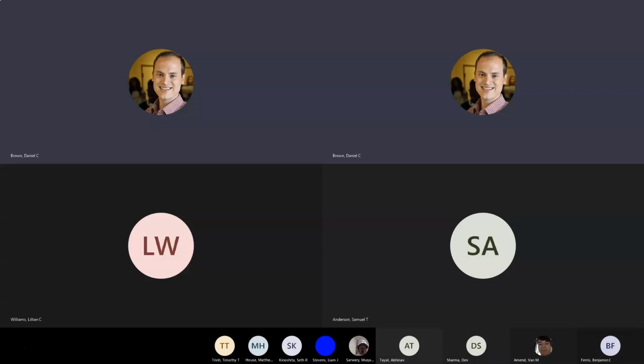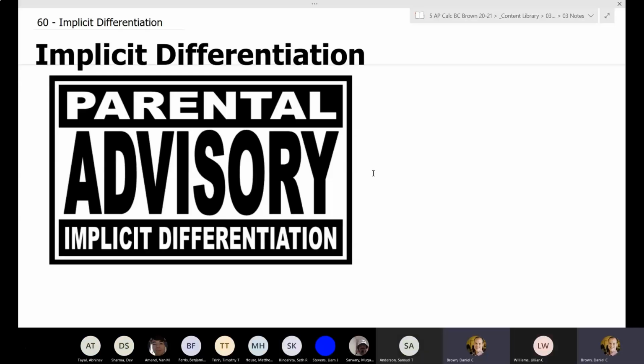Implicit differentiation is one of those things that's going to show up at different times and in different parts of this class. In this unit, we're just going to focus on whether we can find a derivative implicitly. The next unit, we'll look at some calculus word problems that will require implicit differentiation, and then it shows up again frequently in second semester as well. So what do I mean by implicit differentiation?